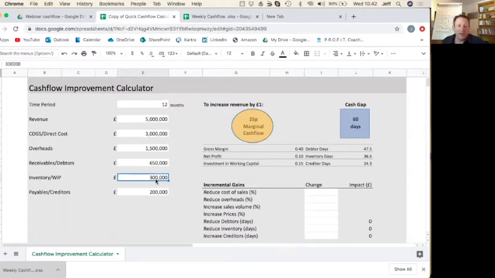But if you're a service-based industry and you're in the middle of a job, like I know Gary's doing designs, if he's in the middle of some work, he's done a certain amount of work, that will go into the work in progress. And the payables and creditors, that is what you owe out to other people.